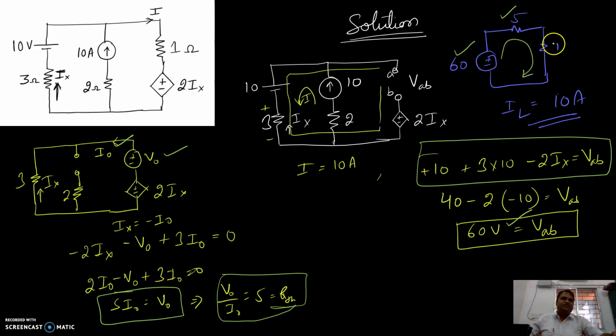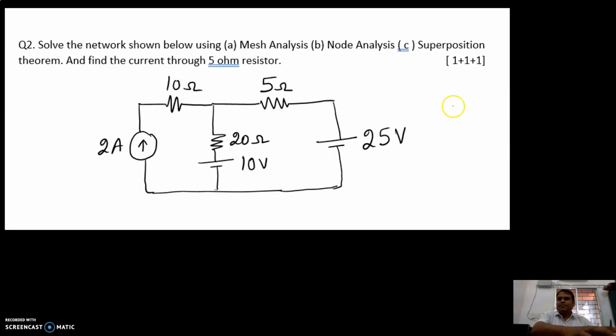Obviously the current which will flow through the load is 60 by 6, that is 10 ampere. So like that we have solved it easily by using Thevenin theorem and determined the value of Thevenin voltage and Thevenin resistance. Next, what we have is this is a question given to us.